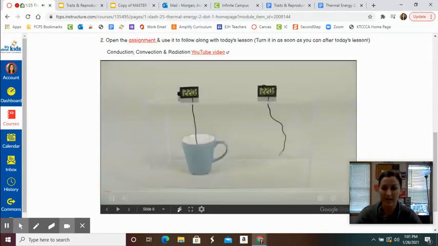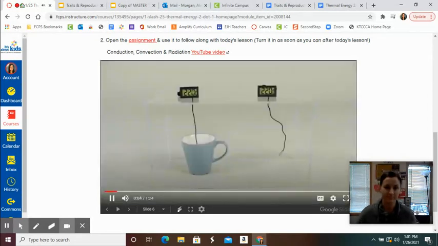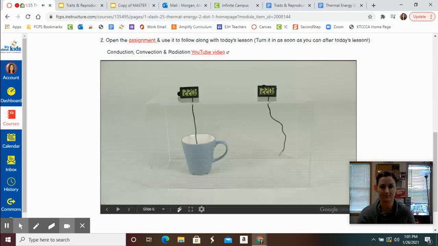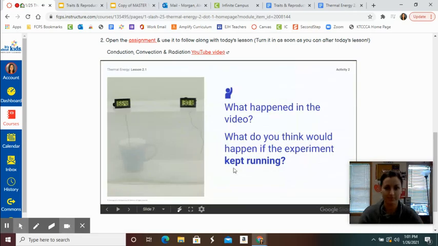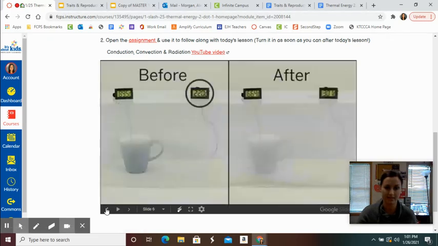So you're Here we watching see what happens. an empty cup in a box with 2 thermometers. Both thermometers are at room. Oopsie. Oh my goodness.